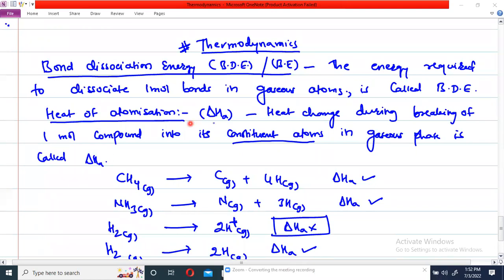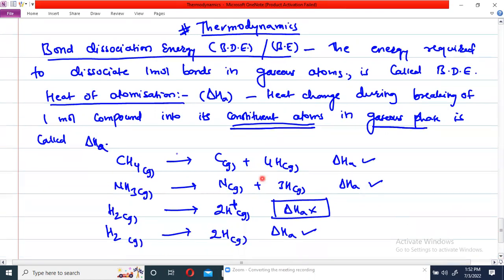Then heat of atomization is also one of the concepts to understand here. Heat change during the breaking of one mole of compound into constituent atoms. These constituent atoms should be in the gaseous phase. Then it is called delta HA, heat of atomization. Example you can see here.